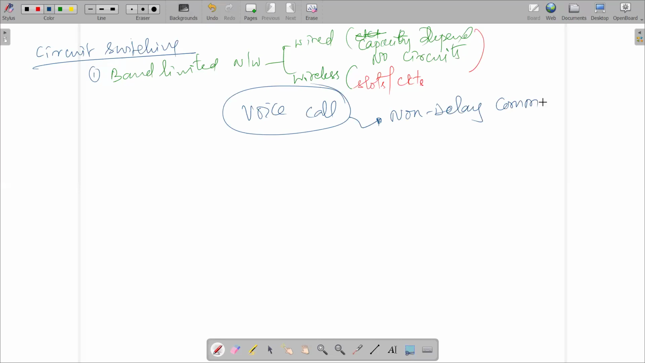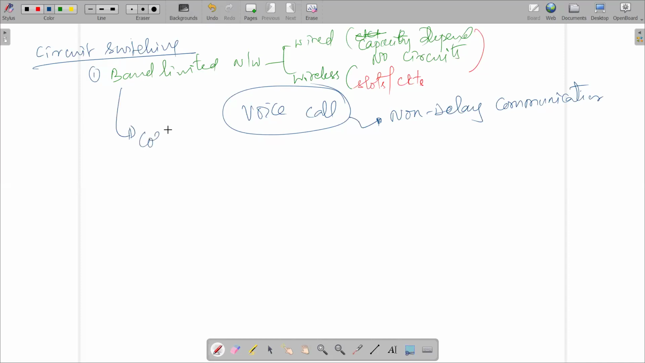Non-delay communication means once connection has been established between the calling subscriber and called subscriber, data follows the same path without delay. Instantly data will be delivered, or voice will be delivered. So that is the advantage of circuit switched, but it is costly.